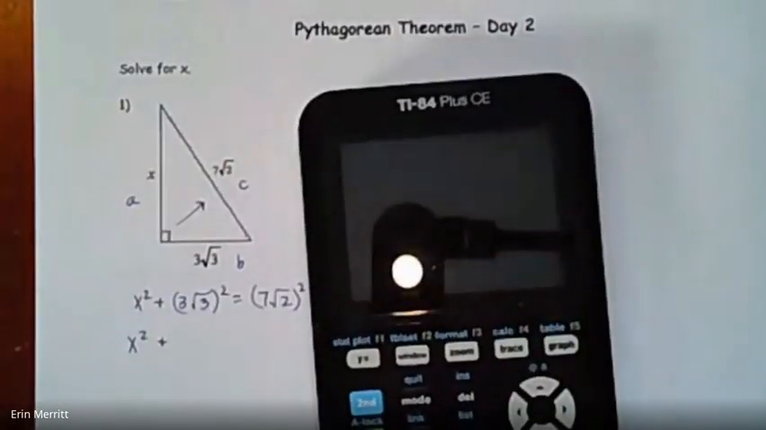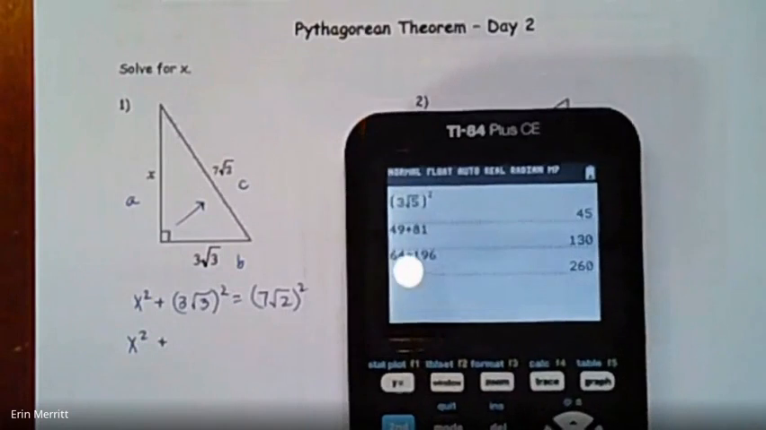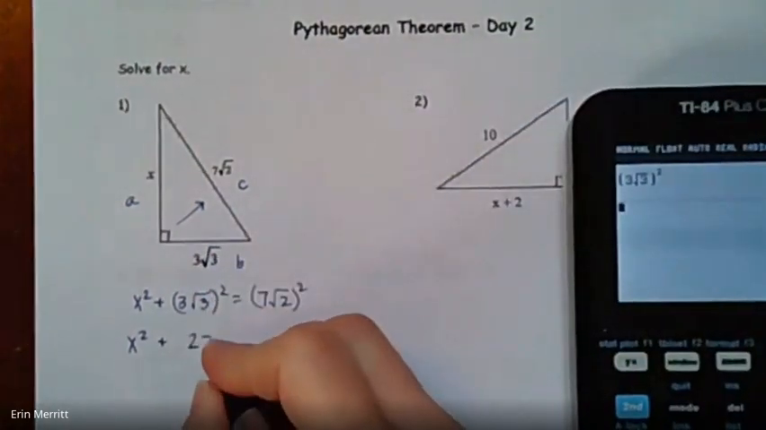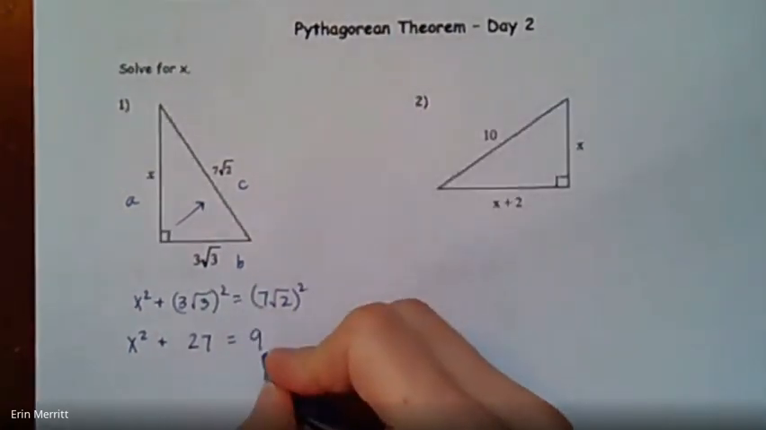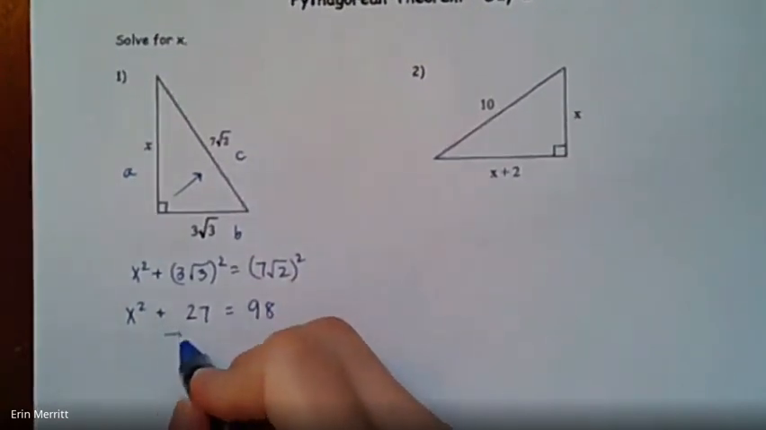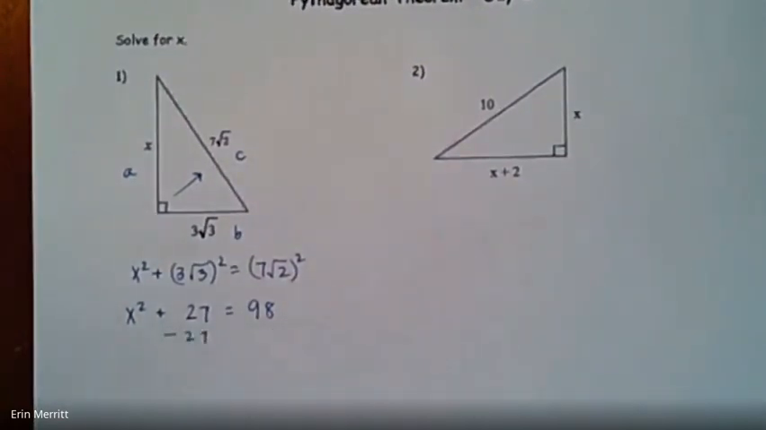On our calculators, we want to make sure that we have parentheses. So 3 radical 3, close it up and square it. That's going to give us 27 right here. And then 7 radical 2, close up that parenthesis and square. That'll give us 98 right there. All right, subtract that 27 over. We get x squared equals 71.